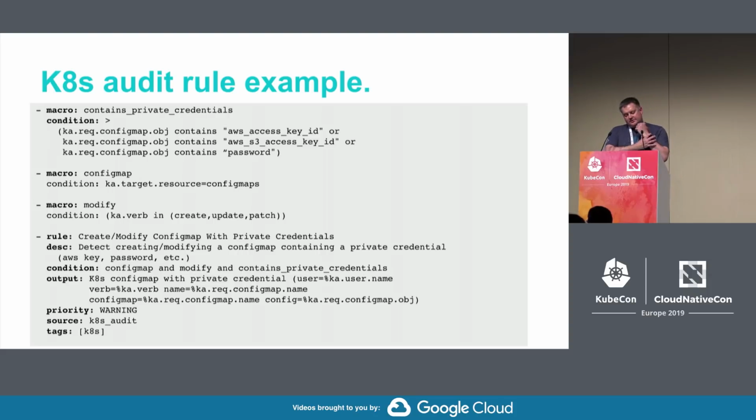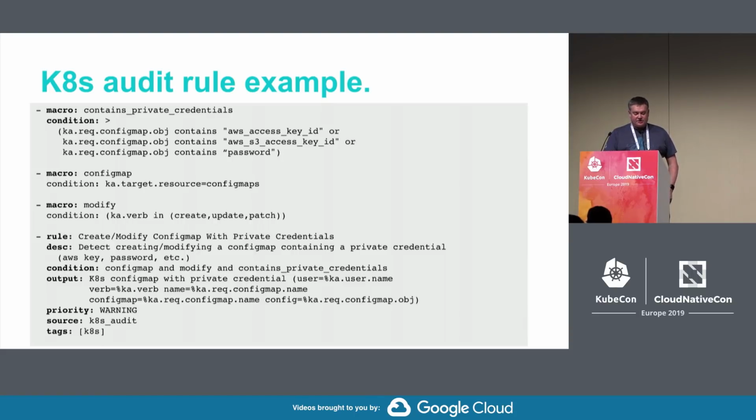And the third macro is called modify. We're just saying, hey, is the verb part of the audit event either create or update or patch? Okay? Now we have a rule. Rules have names. In this case, it's create, modify, config map with private credentials. They have a description, which is nice for output purposes.